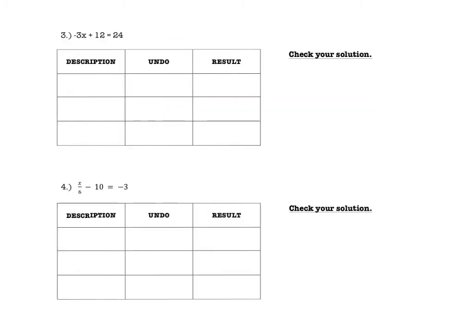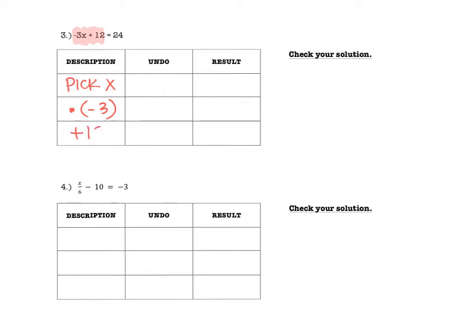All right, let's try another one. Number 3, we have negative 3x plus 12 equals 24. So again, my first box is always pick x. Then I'm looking at the side that has the x, and I'm thinking, all right, if I knew what x was, following order of operations, what would I do next? And it would be to multiply by negative 3. Make sure you keep that 3 negative.